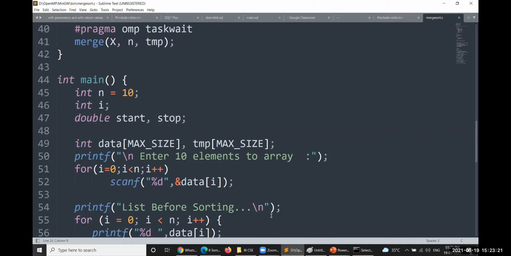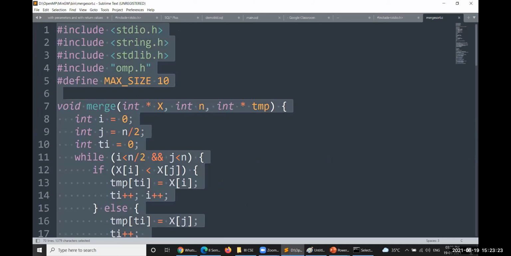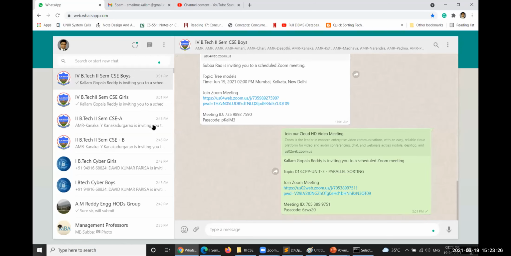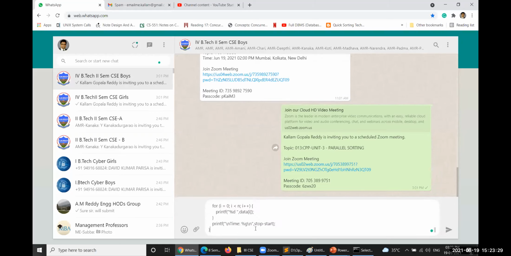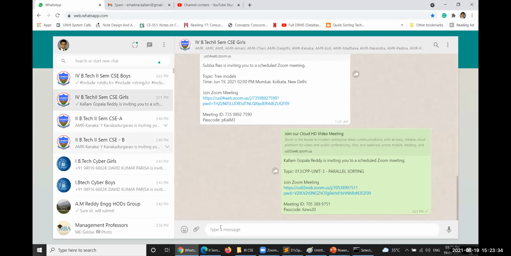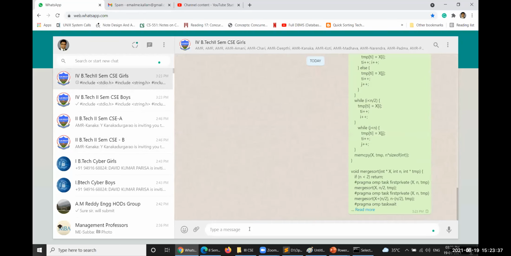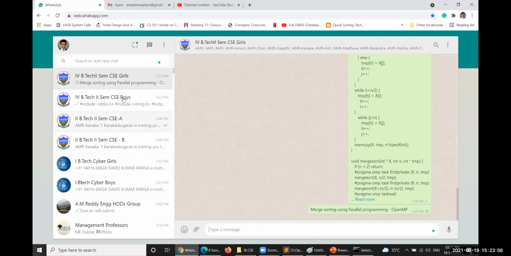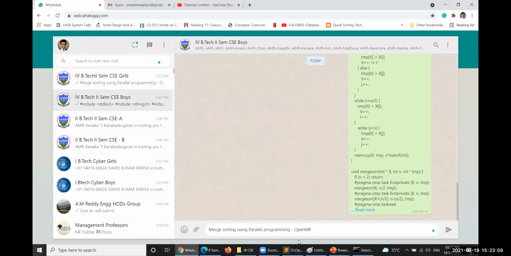Here, I'd like to copy and send this one to you. Immediately, I'd like to forward this one to you. Please execute it through your machines. Try to execute through your machines immediately. Okay, so here it is. Sorting using OpenMP kind of thing here. Please go and check out this one.